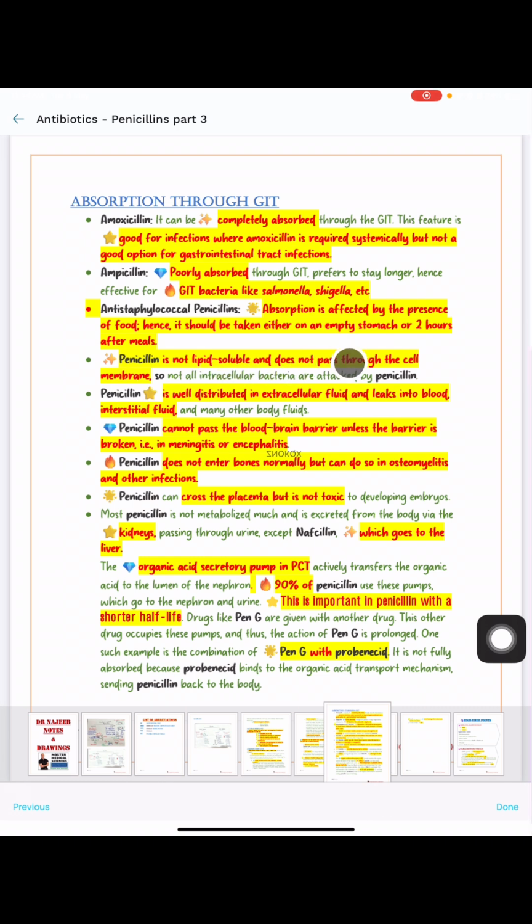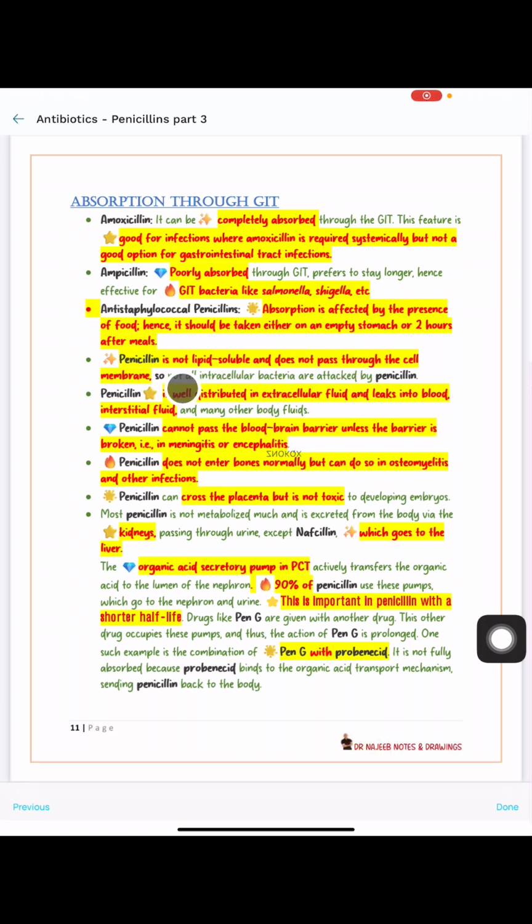Penicillin is not lipid soluble and does not pass through the cell membrane. Always remember that. So not all intracellular bacteria are attacked by penicillin. Penicillin is well distributed in ECF and leaks into blood, interstitial fluid, and many other body fluids. Penicillin cannot pass the blood-brain barrier unless the barrier is broken, as in meningitis, encephalitis, and inflammation. It does not enter bones normally but can do so in osteomyelitis and other infections. Penicillin can cross the placenta but is not toxic to the developing embryo.